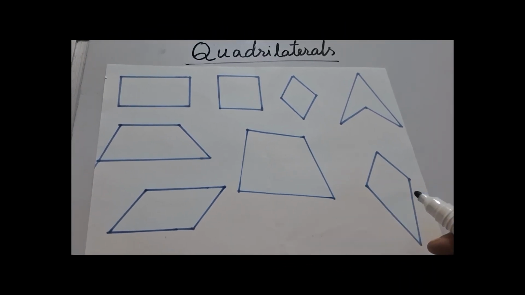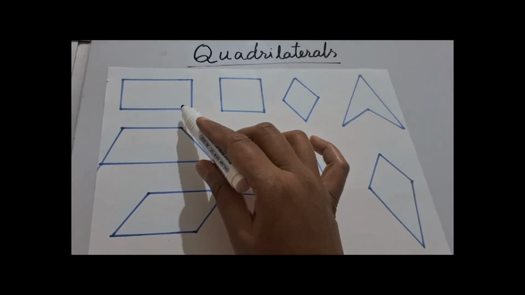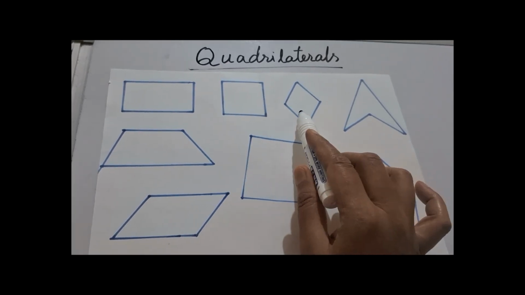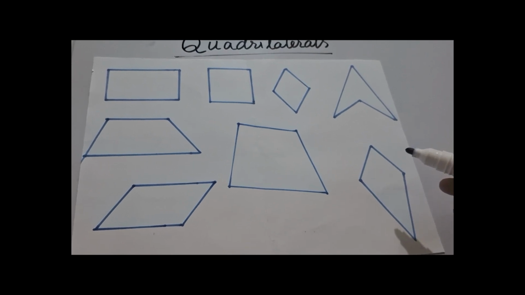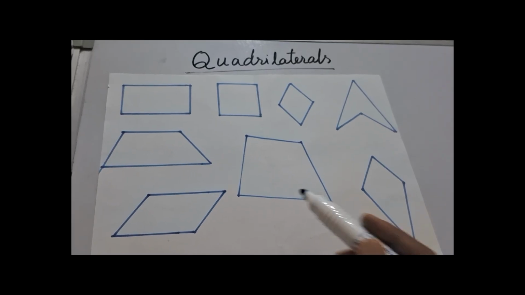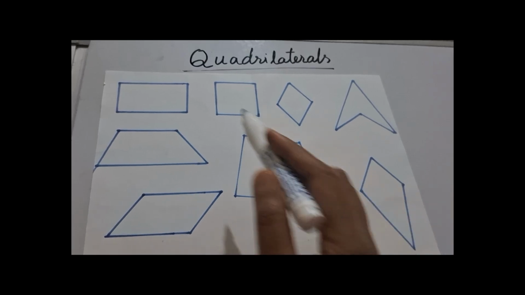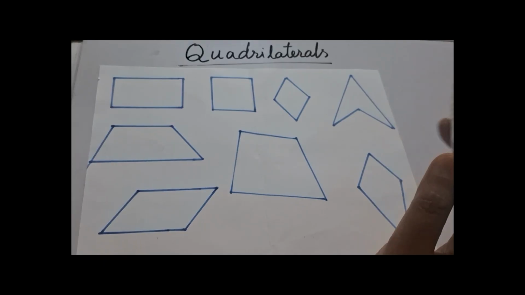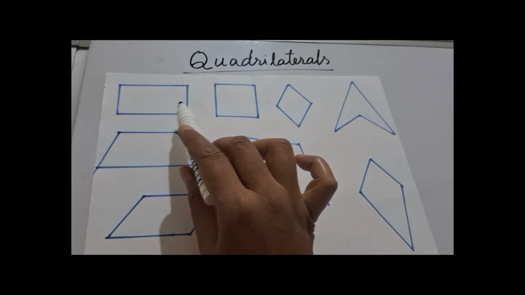Now here are some figures children. In these all figures, you can see that all these are polygons and they are having four sides. So these all are quadrilaterals. Like how we had different type of triangles, the same way we too have different types of quadrilaterals. Today we will learn about two types of quadrilaterals only. Remaining type of quadrilaterals we will learn later in the 6th class. Okay children. So two types of quadrilaterals we will learn about now.